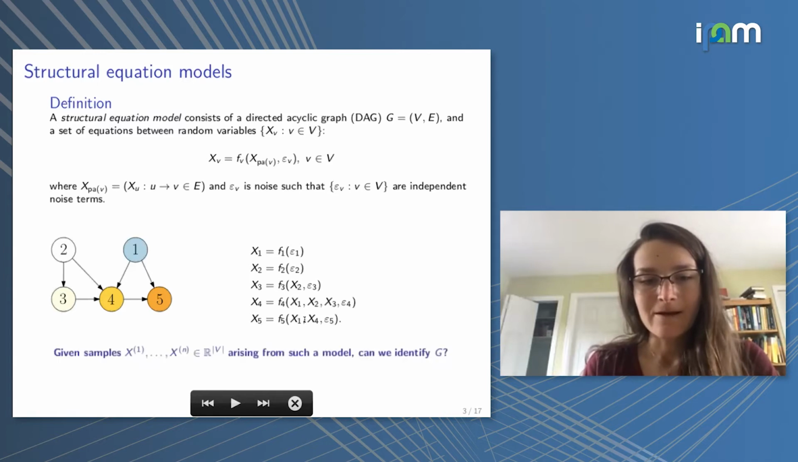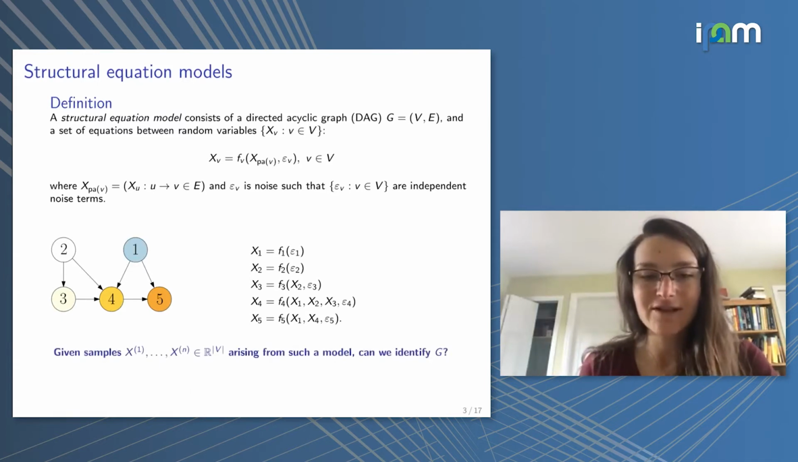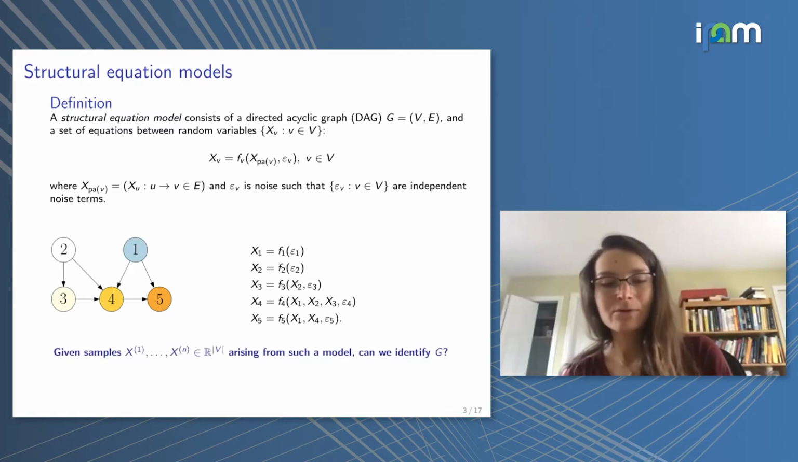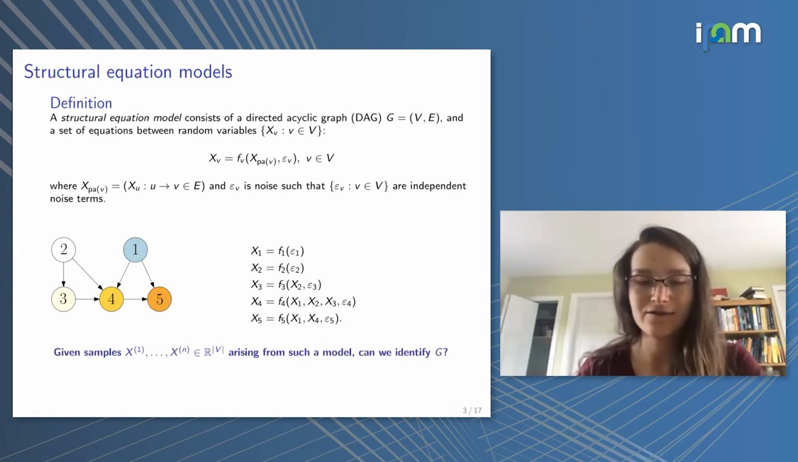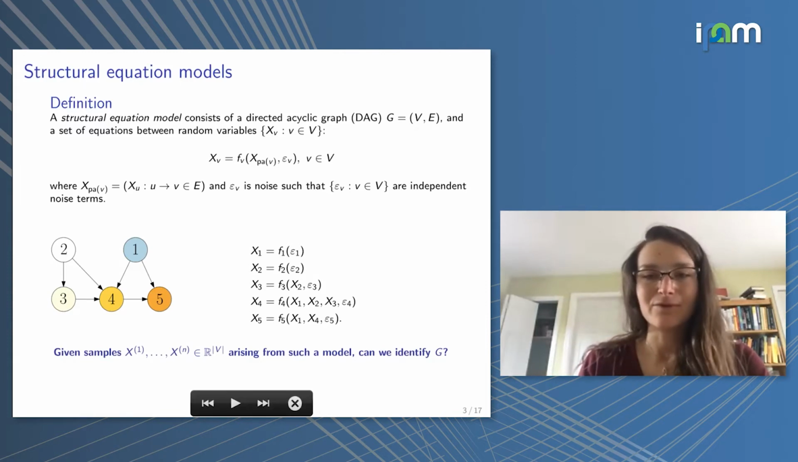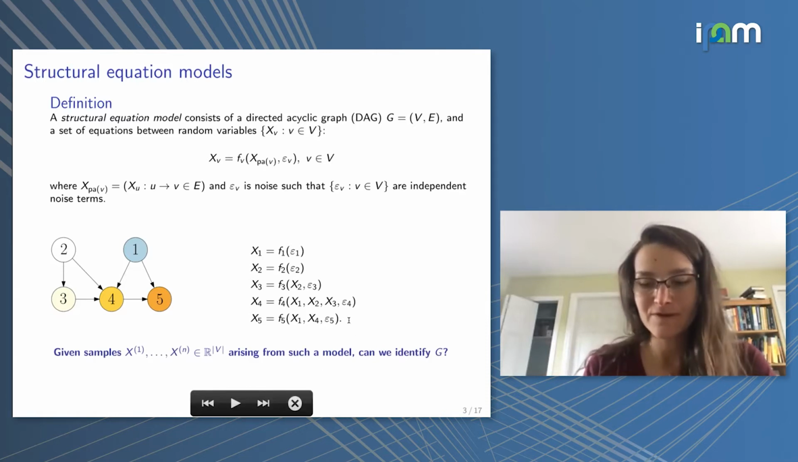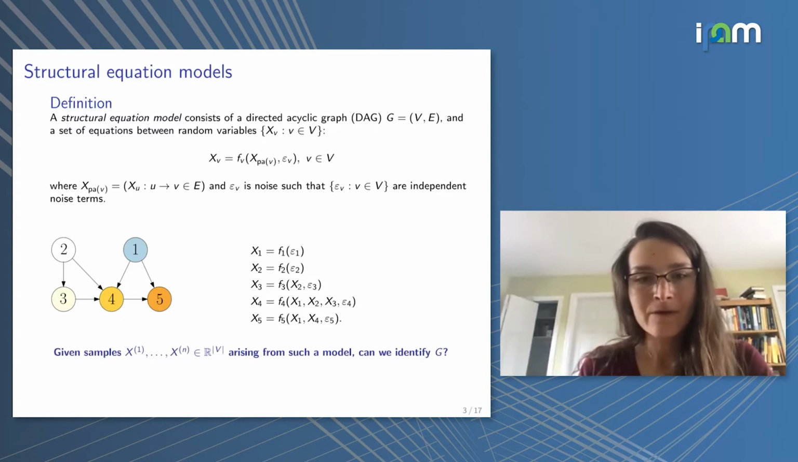Again, the question is, given samples from this model, can we identify the graph? And what are the samples? Each of these x superscript i is a random vector. It's a sample. In this case, it would have 5 entries, and then we have n such vectors. Given this information, we would like to learn the graph G. This is the basic question.